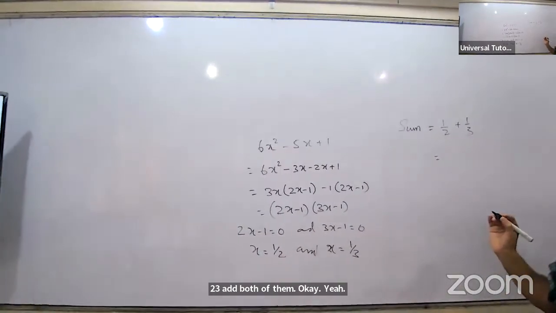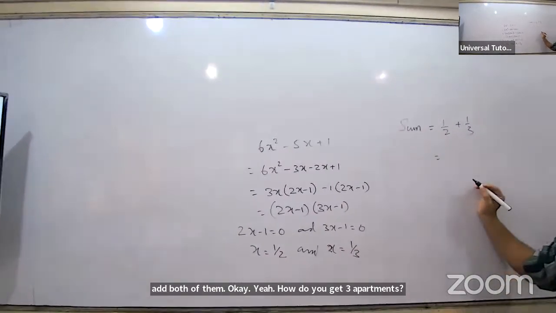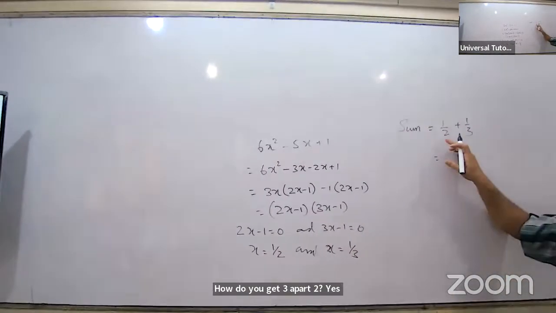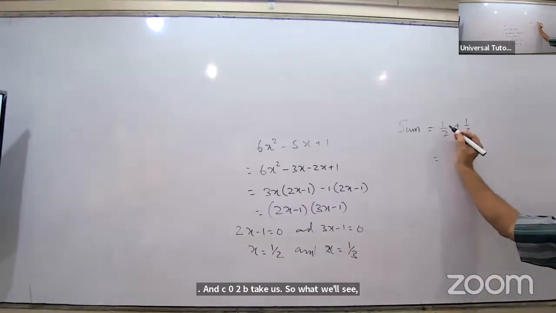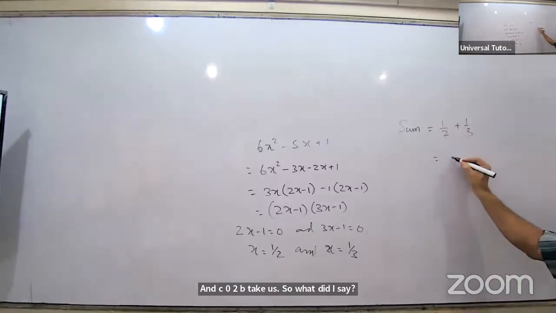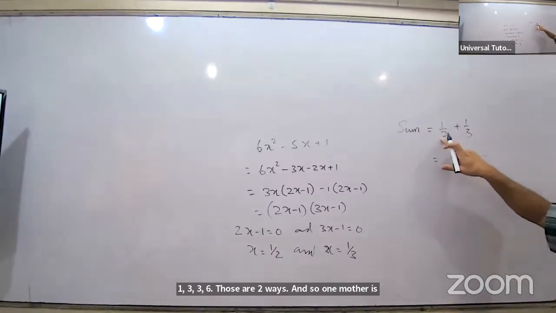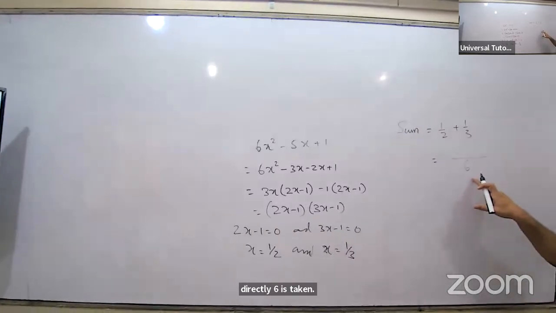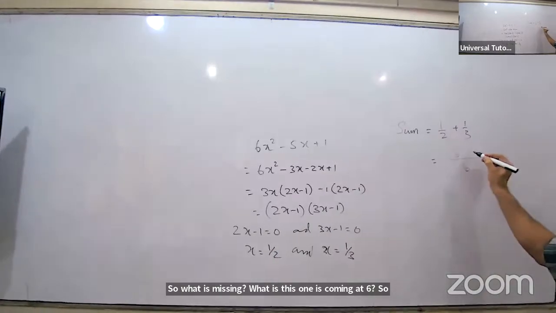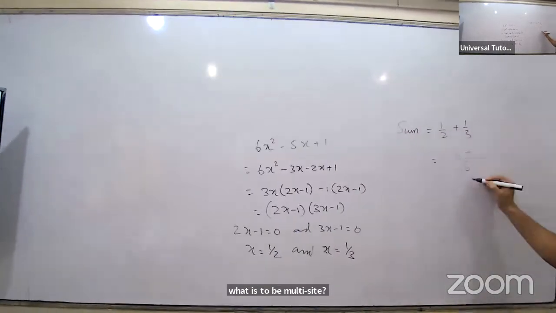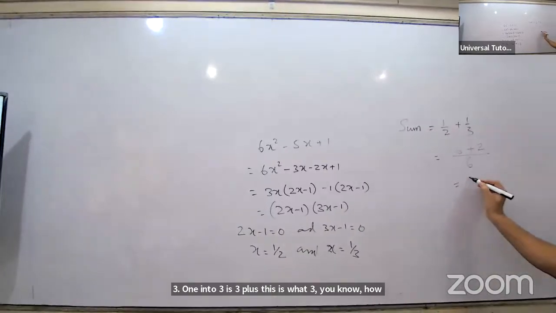3 upon 2. How did you get 3 upon 2? LCM to be taken. So what is the LCM of 2 and 3? 6. So make it as 6. There are two ways I will show. One method is directly taking 6. So what is missing? 2 only is there. This one is coming as 6, so what is to be multiplied? 3. 1 into 3 is 3, plus 3 into how much? 2. That is equal to 2. That is equal to 5 by 6.